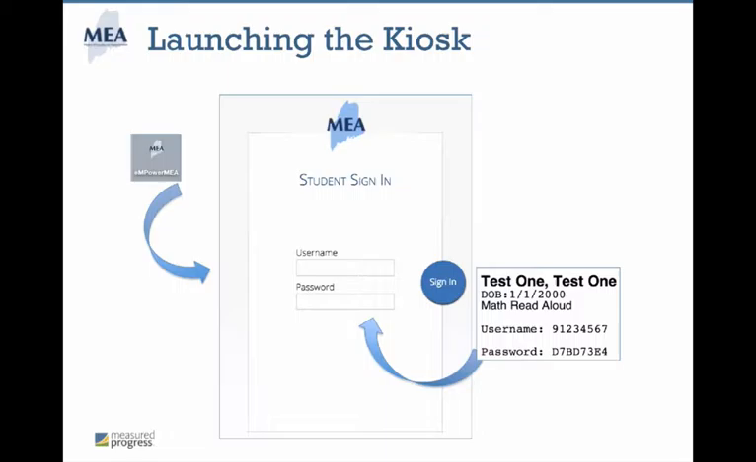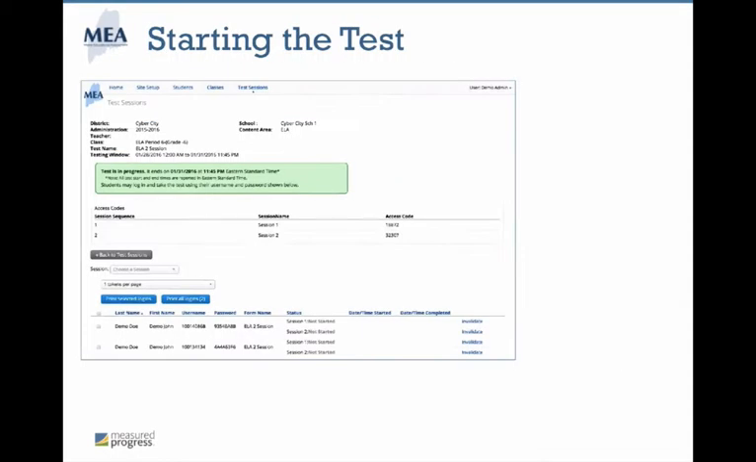To launch the kiosk, the student will either double-click on a desktop icon, a network folder, or an icon in their dock if they're using a Mac machine. They will use the username and password from their student test login tickets that you've printed and passed out. They'll enter that username and password in these text boxes and click Sign In.